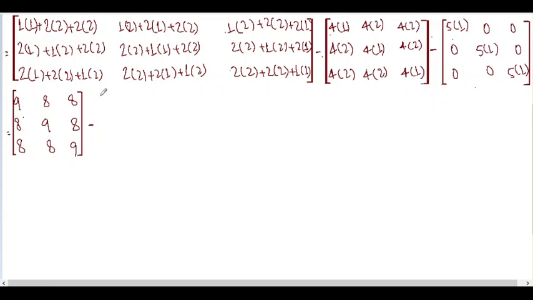Minus, subtracting this matrix. Okay, 4 into 1 gives us 4. Here we are again going to write 4 into 2 gives us 8. Again 8. Then this also makes 8. This makes 4. 8, 4. Then we are going to get 8. Then 8, 8 and 4.